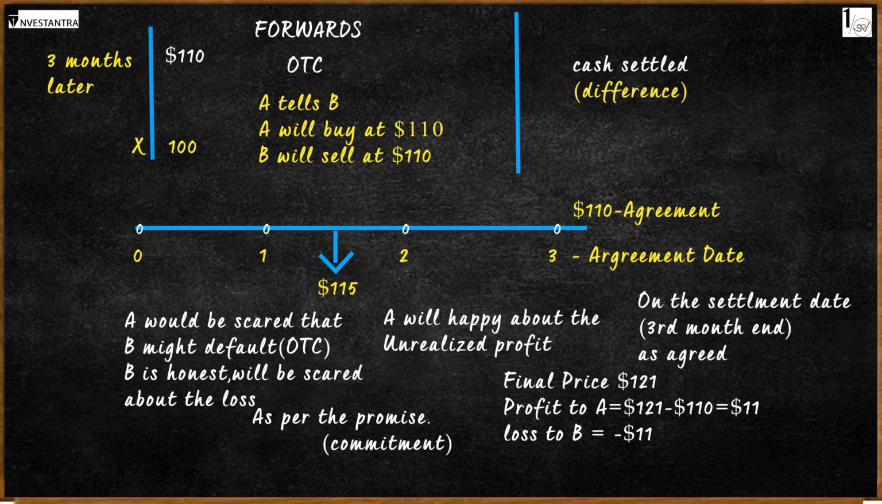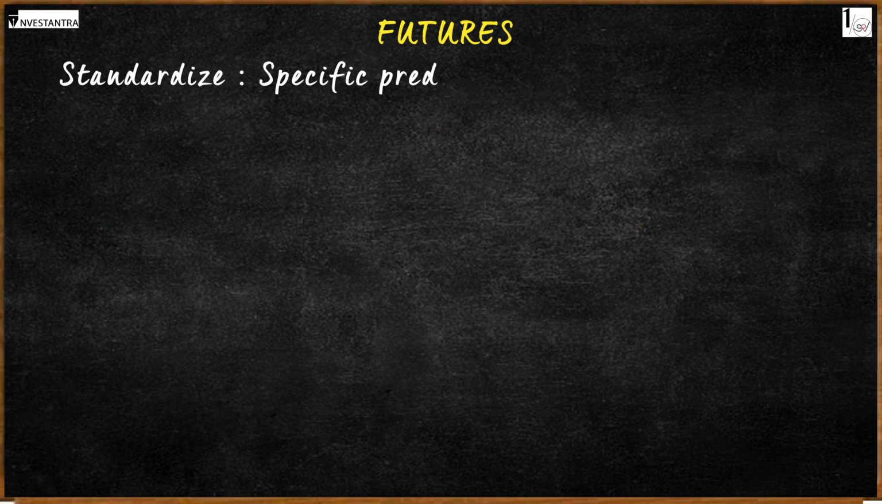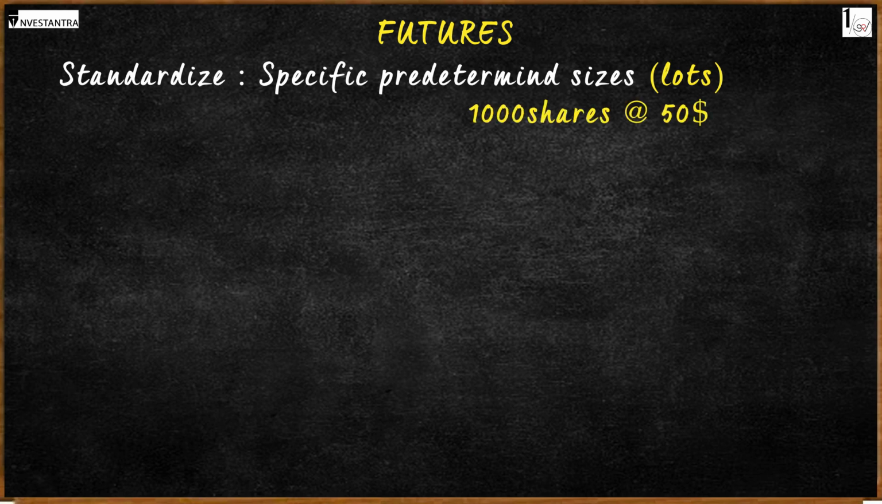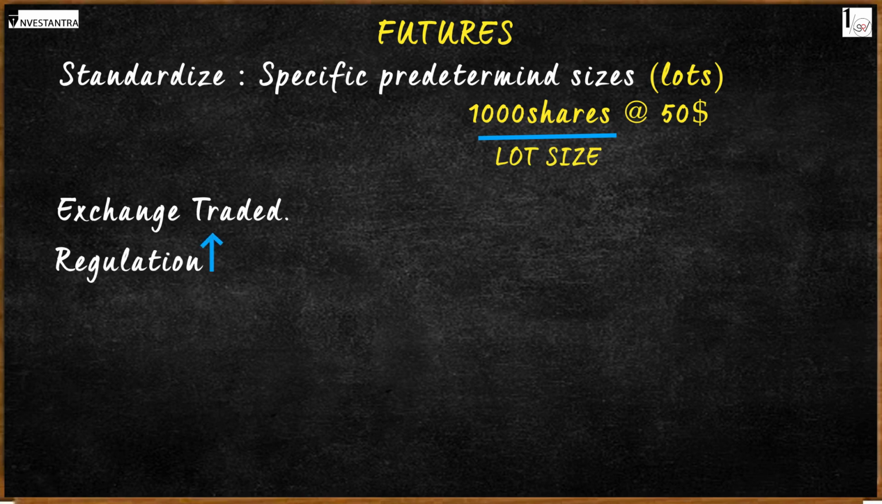Okay. So we'll extend the same discussion to futures contracts, right? When you take a forward and standardize it, it has specific sizes. So they are called lots. Let's say 1,000 shares at $50, right? This is a standardized contract. This size is called lot size. And second thing, as mentioned earlier, it's exchange traded. Regulation is greater, which means there's less chance of a default. What's a clearinghouse?